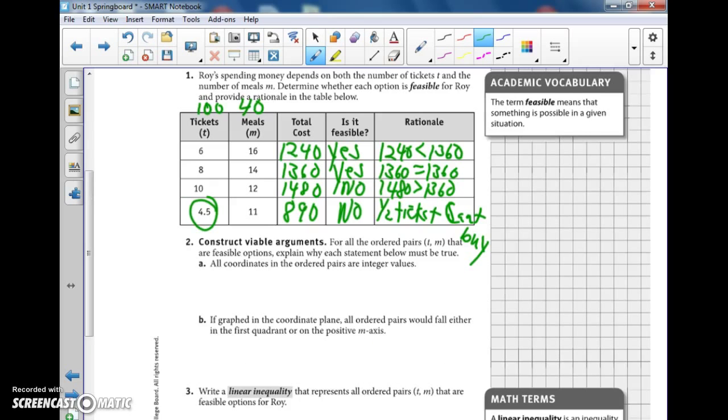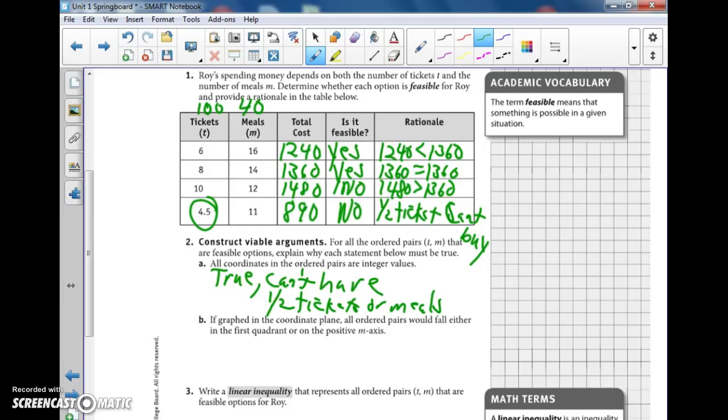Next, 2a: all coordinates in the ordered pairs are integer values. Why is that true? That's right, because integers are whole numbers. We talked about this already. Because you can't have halves. Integers are not halves, right? So that's why it's true. It's true because you can't have half tickets or meals. So they've got to be integers.